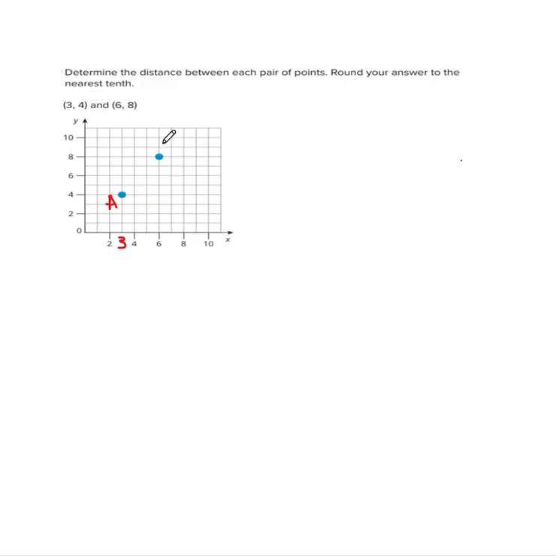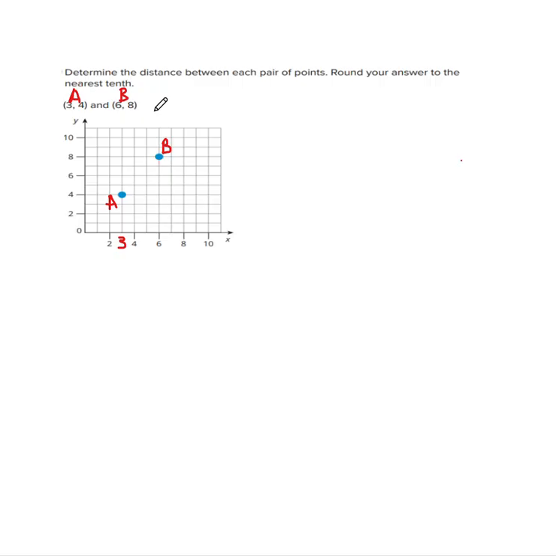We also have this second point, which we're going to call B. And the coordinate of this point is 6 on the x-axis to 8 on the y-axis. So this is B and this is A. What we're asked to do here is to find the distance between these 2 points A and B.